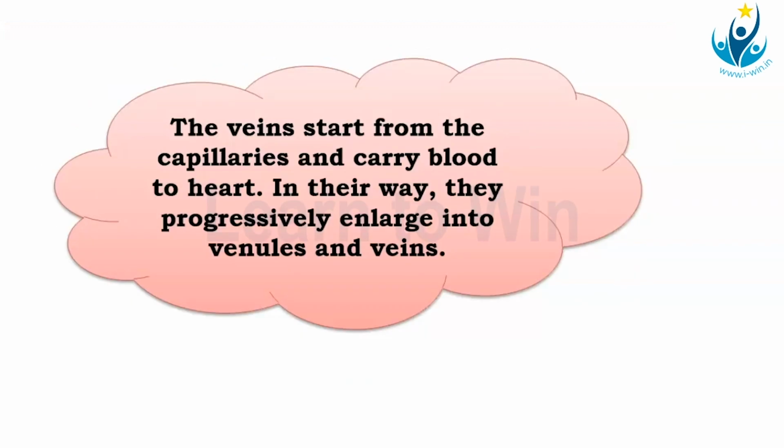Next are veins. Veins start from the capillaries and carry deoxygenated blood. They carry the deoxygenated blood from the tissues through the capillaries into the heart. From capillaries they enlarge into venules and veins, and again they have two exceptions, that is the umbilical vein and the pulmonary vein. Both of them carry oxygenated blood. The function of pulmonary veins you will see when you go to the double circulation.